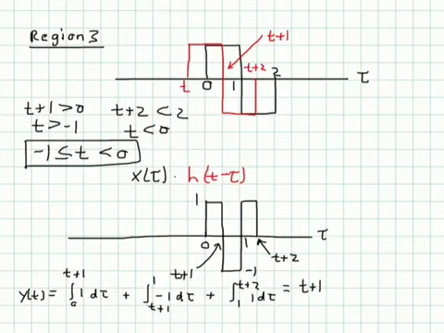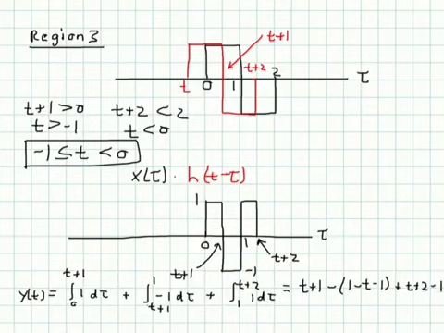For the second integral here, the result is minus 1 minus t minus 1. And then for the third integral, I get plus t plus 2, sorry, minus 1.